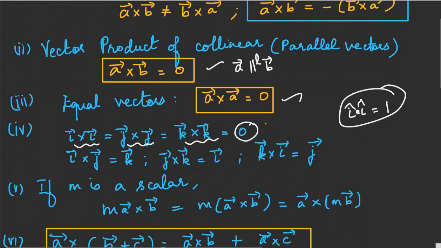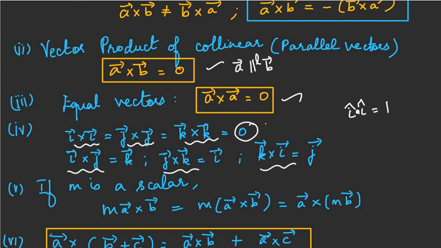And the cross product of the unit vectors taken in the cyclic order. J, when we reverse the direction, we give a minus sign. J cross I is equal to minus K, K cross J is equal to minus I, and I cross K is equal to minus J.